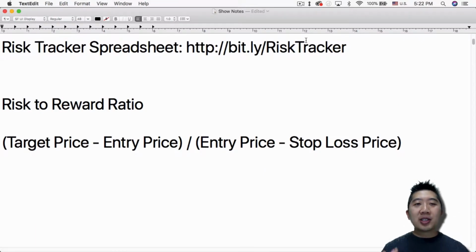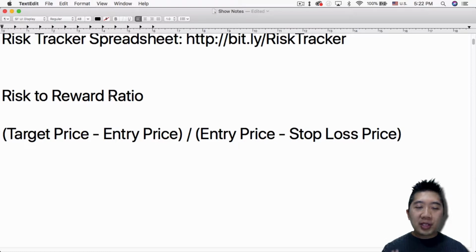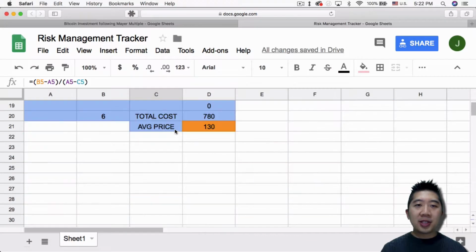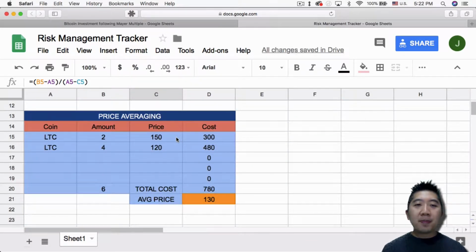The idea of this spreadsheet is for you to track the risk to reward ratio, and also if you're laddering buys, because the second section is for price averaging. If you're laddering buys, you want to price average how much you have for each coin. If you bought 2 Litecoin at $150, it'll cost you $300, and if you bought 4 more later on at a lower price, it costs you $480. The total price is $780, and you got a total of 6 Litecoin, but the average price ends up at $130. So somewhere in between the two, because you end up price averaging, and this lets you know the average price of the Litecoin.